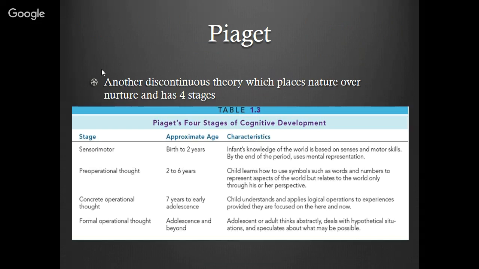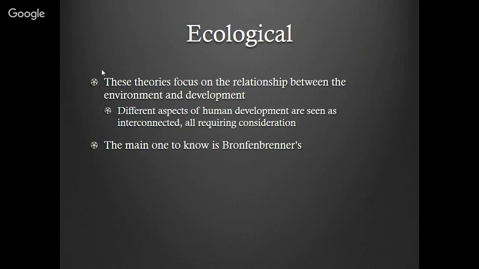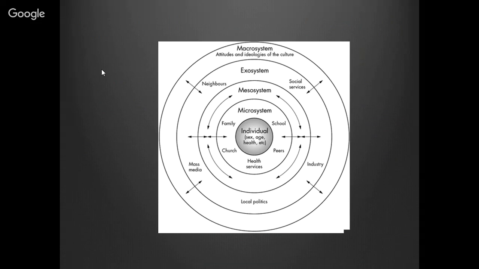So then Piaget's is another one. It's discontinuous, so again, it's set out in different stages. I'm not going to read through all of them, but just give them a read and know what each one means. Ecological, again, not amazing. It's the one with the circles. Yeah, pretty much just know the circles, and the further out you go, the further each influence is from the person. So the closest ones are the individual ones, like your sex, then as you go further, you get into family, further you might get into work, and so on and so forth.